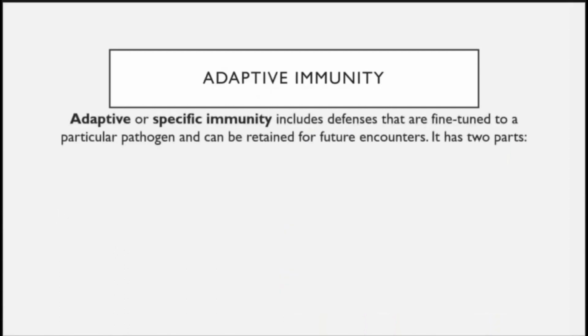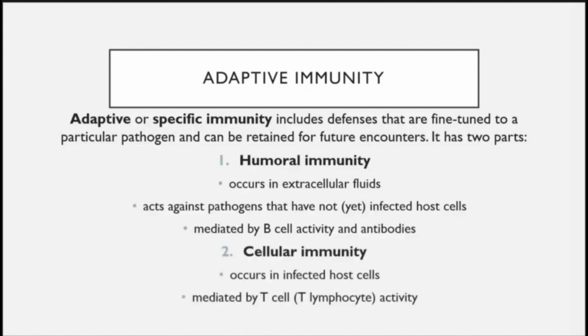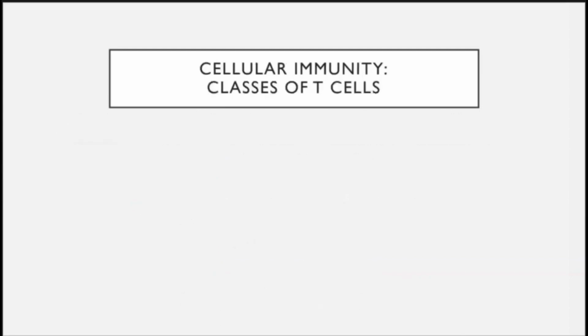Okay, so as we've discussed, the adaptive or specific immunity includes defenses that are fine-tuned to a particular pathogen and can be retained or have memory for future encounters. It has two parts. We've discussed the humoral immunity. The humoral immunity kills pathogens before they enter and infect host cells. Next, we are going to discuss the cellular immunity. The cellular immunity kills pathogens as they are inside the cells.